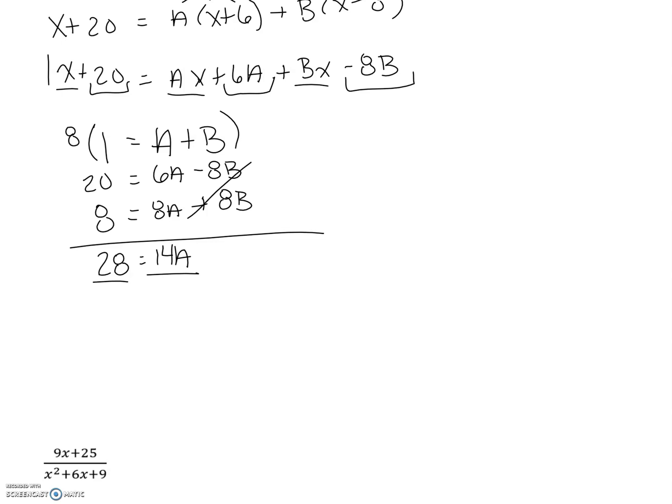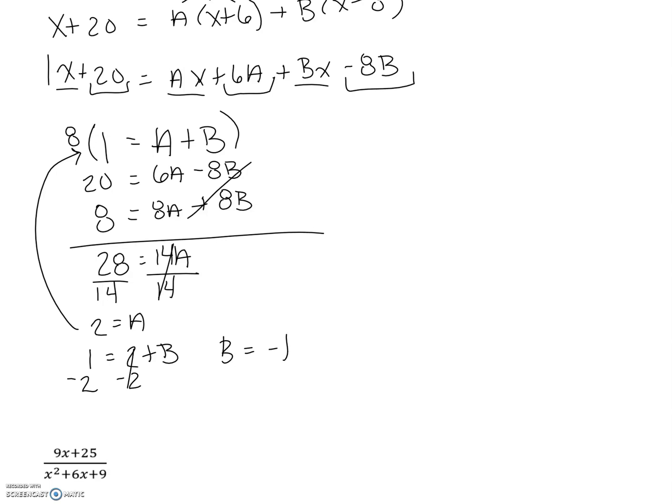Then I just have to divide both sides by 14 and get that 2 equals a. I'm going to look back up here at one of my original equations. I can replace this a with the number 2. So if 1 equals 2 plus b, if I get b by itself now, b equals negative 1.